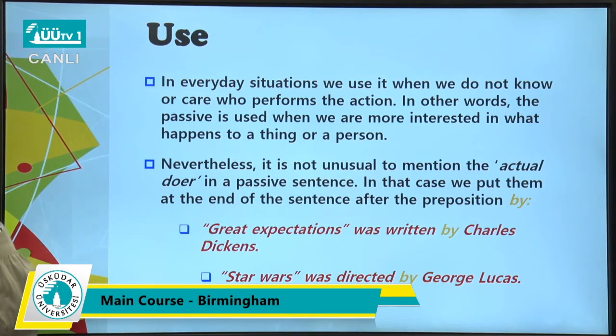sometimes we mention the doer by using the word by. For example, Great Expectations was written by Charles Dickens. Star Wars was directed by George Lucas. See? When you want to add the doer, you have to use by.